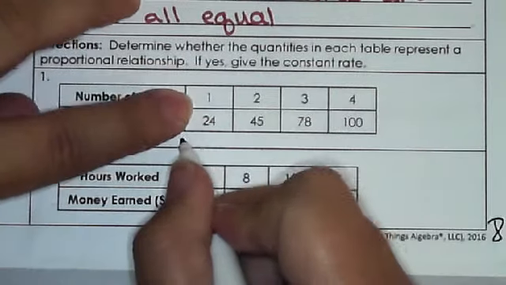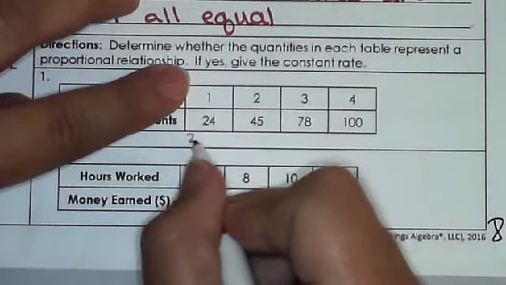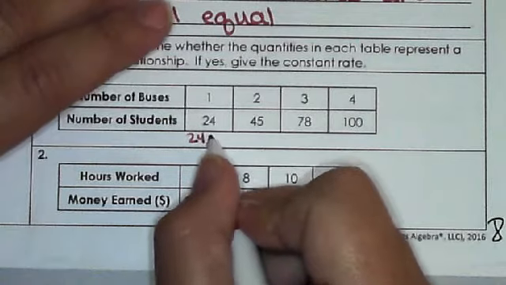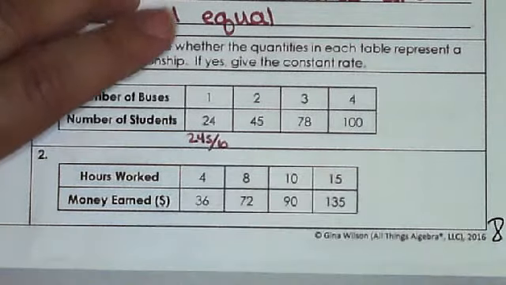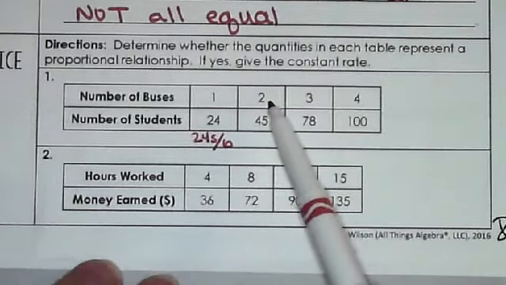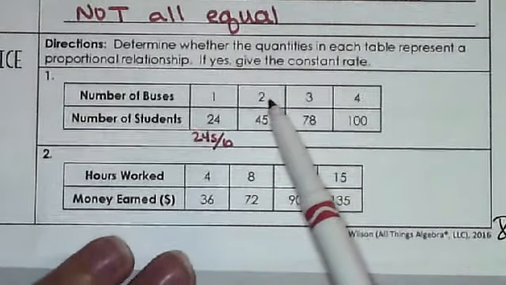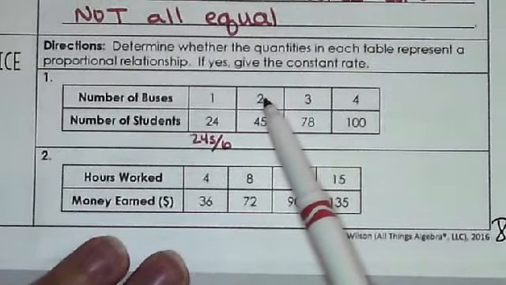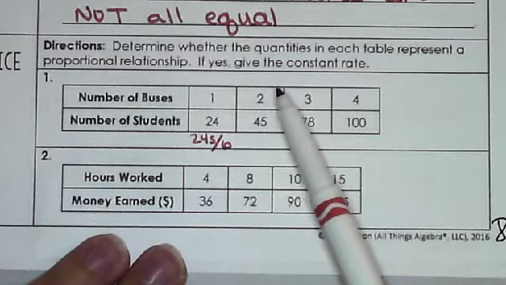So basically you're flipping these upside down. 24 over 1 is just 24. So in this first column we'd have 24 students per bus. Okay. What about this next one? 45 divided by 2. What's 45 divided by 2? Max?